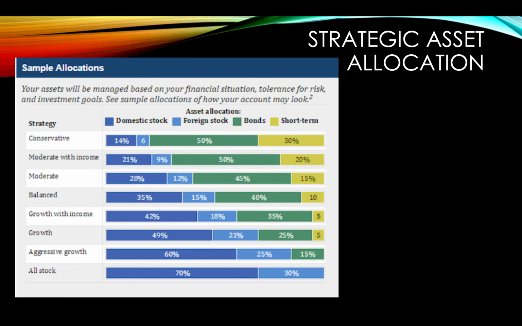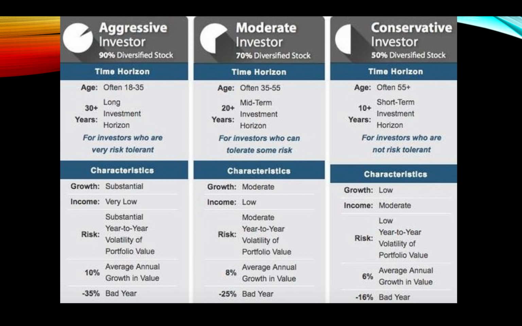You can see here on this chart that a broker dealer typically likes to assign different labels to things, a conservative versus a balanced versus an aggressive growth. I don't really like those labels, but you can see as it becomes a more aggressive portfolio, there is more stock and less bonds and short-term instruments. Somebody might call that cash.